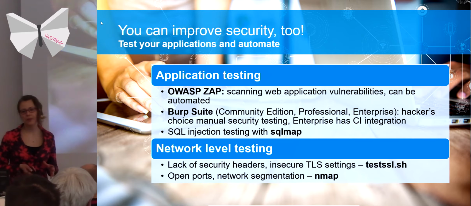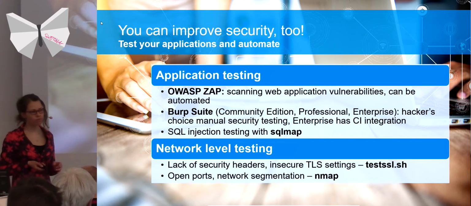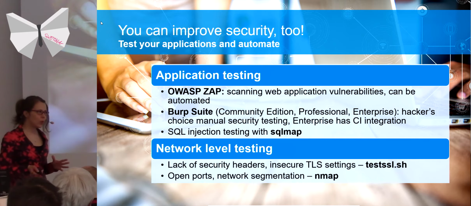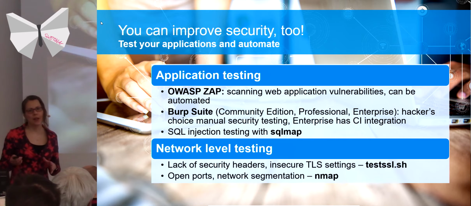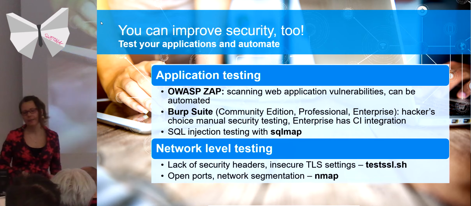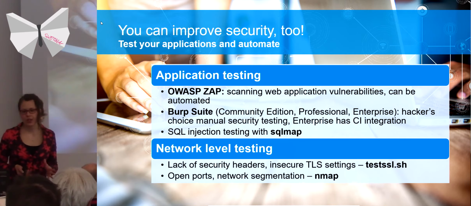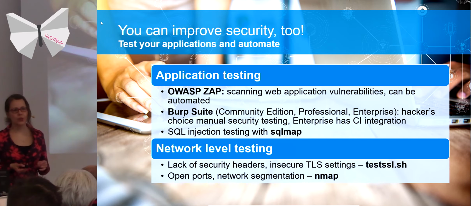On network level, you can kind of easily check things like lack of security headers or insecure TLS algorithms. The tool I like to use is testssl.sh. I think somebody yesterday mentioned SSL Labs, but you can use both, and this is actually something that you can download from GitHub and use on systems that are not available on the internet. And for checking open ports or network segmentation, you can use Nmap, another free, very useful tool.